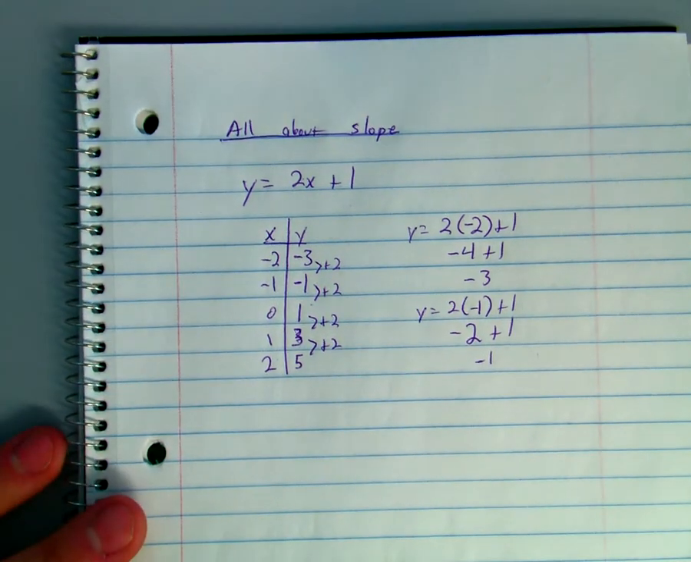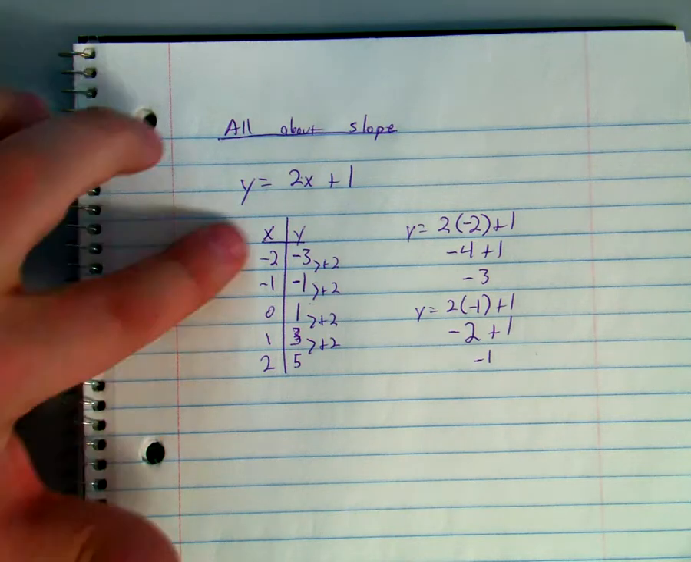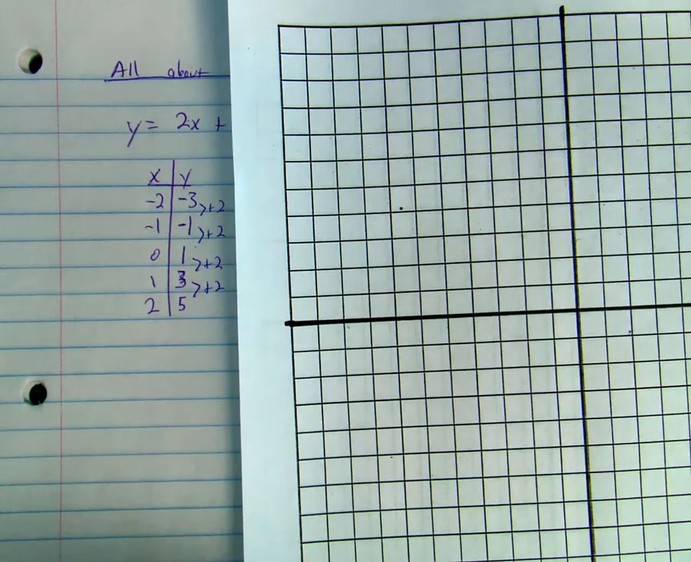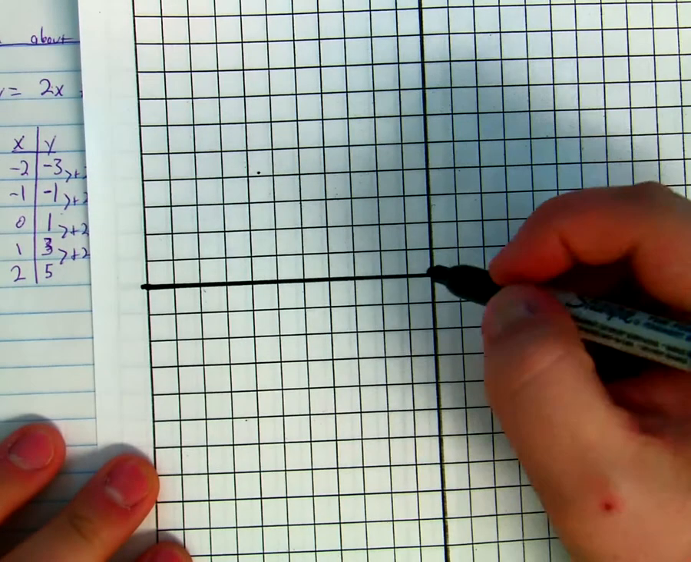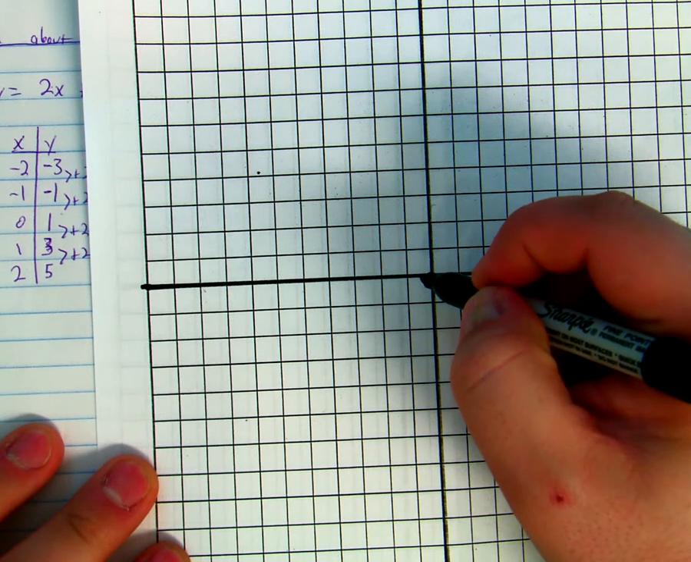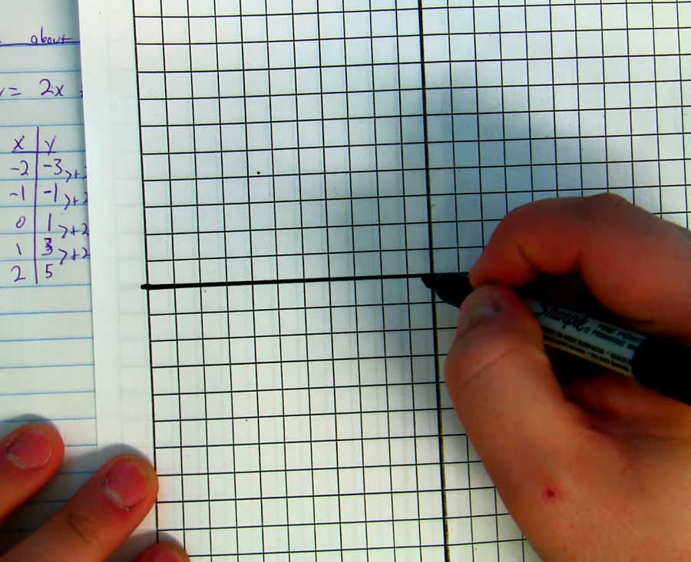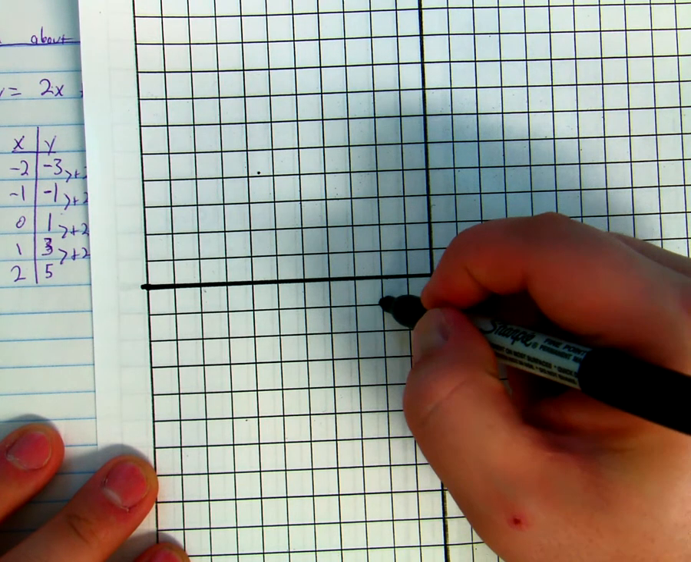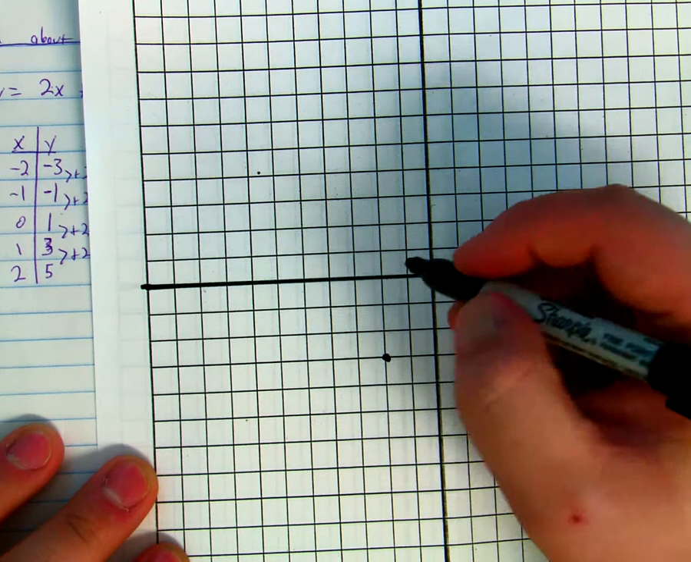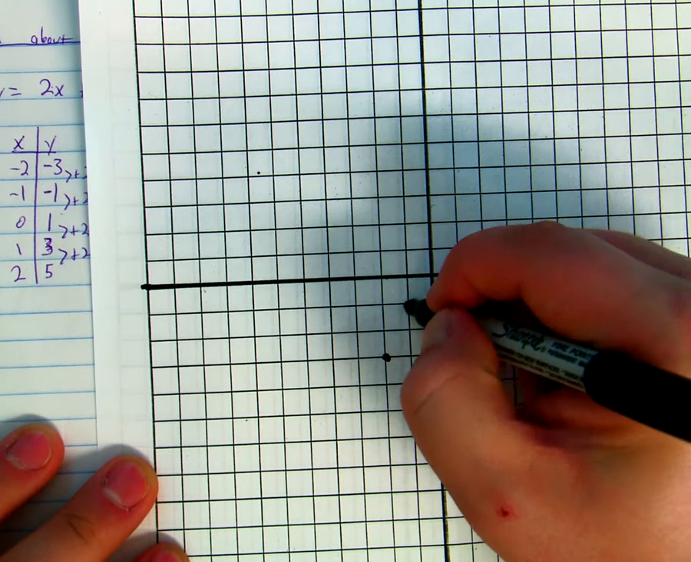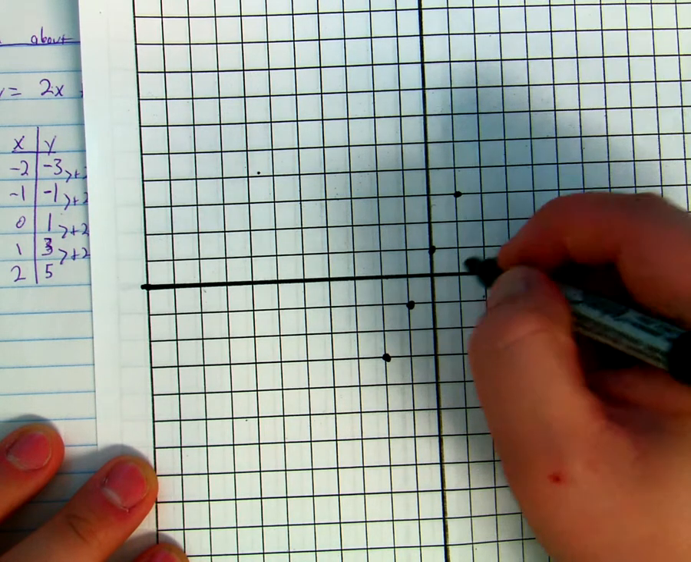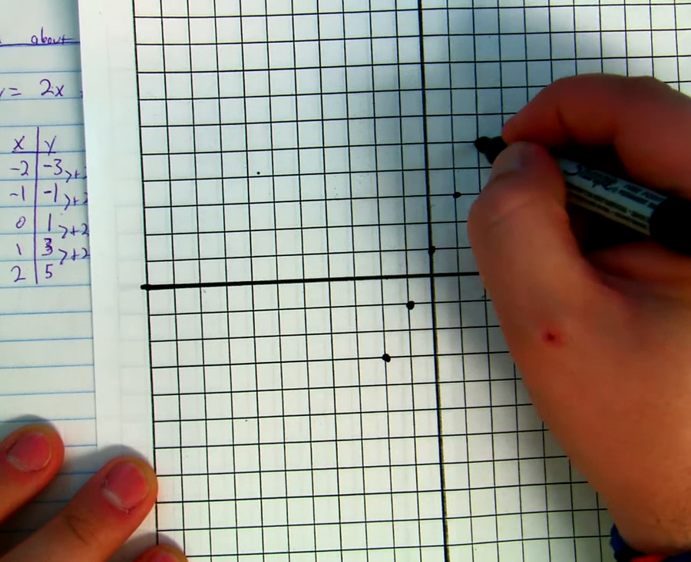So once you've done that, you can graph this. I have 5 points here that I'm going to graph. I'll use a Sharpie so it's a little bit easier to see. The first point is -2, -3. The x value is how far we go left or right. Since it's negative, we go left, so that's 1, 2. And then the y value tells us to go down 3. 1, 2, 3. Put that point there. -1, -1, 0, 1, 1, 3, and 2, 5.